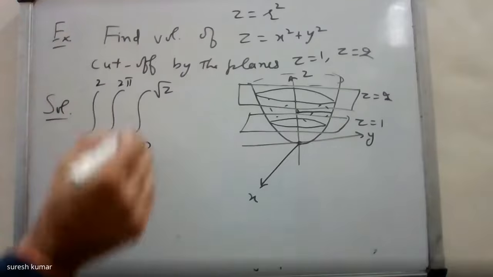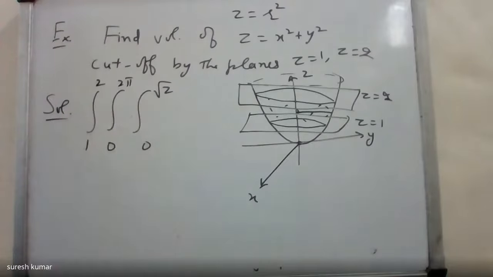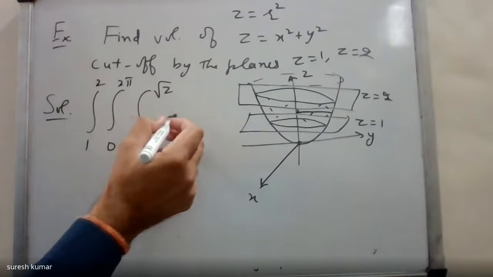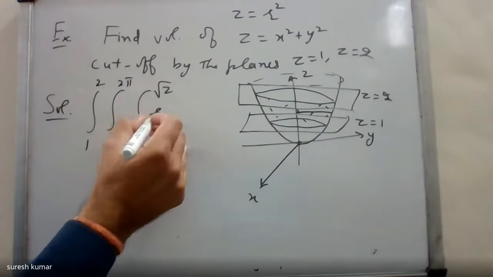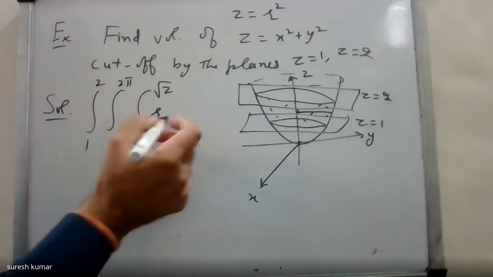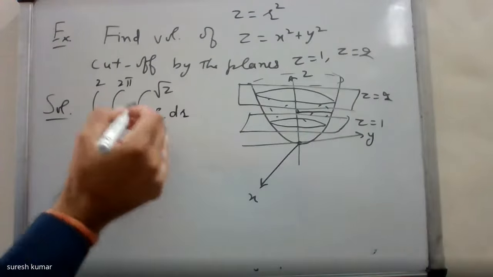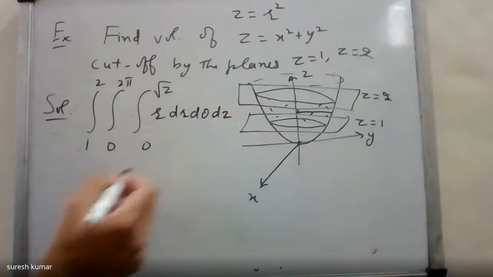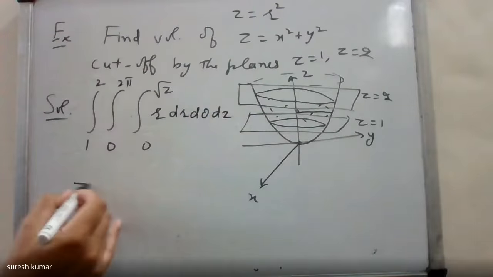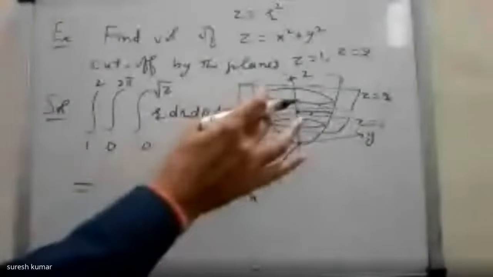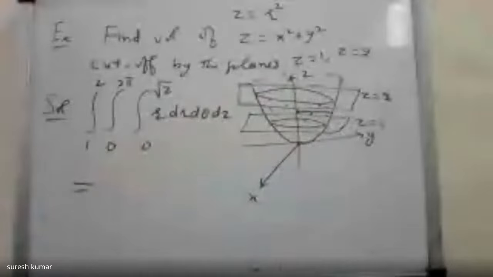So this is the volume. It is in cylindrical coordinates, but you have to write the Jacobian. What is the Jacobian with cylindrical coordinates? R, and then for this order, dr, d theta, and these are z limits, dz. So this is the triple integral to get the volume of this paraboloid cut off by these two planes.